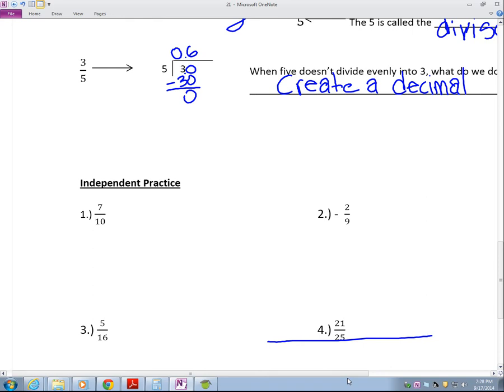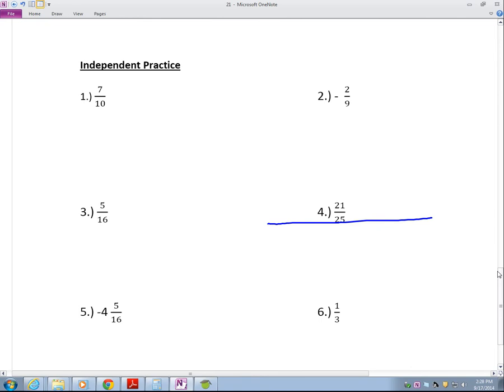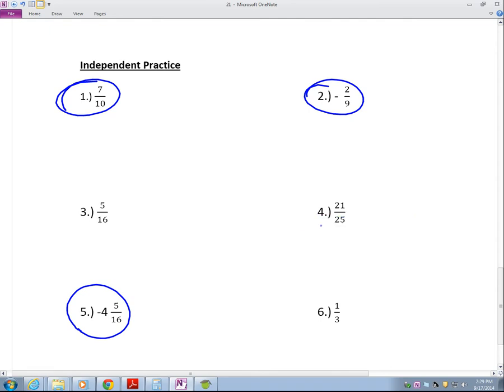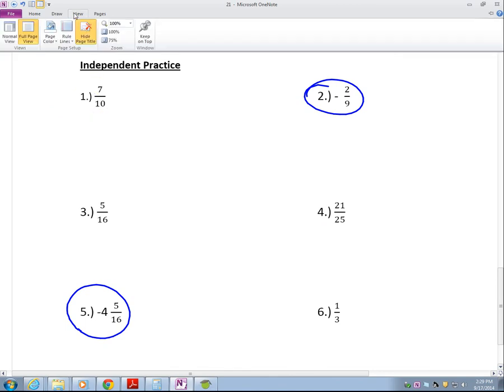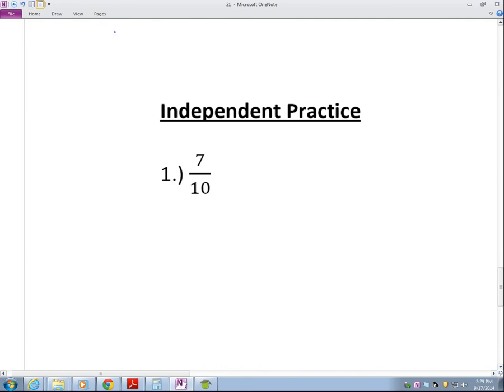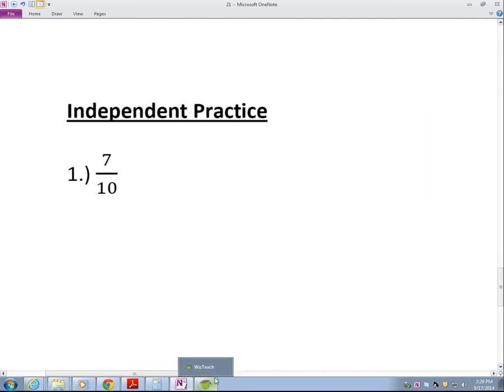Okay. For independent practice, we're going to do the first two together, and then number 5. We're going to do those 3, and then you guys will do the other 3 on your own, okay? So we're going to do number 1 together. I want to guide you through these.